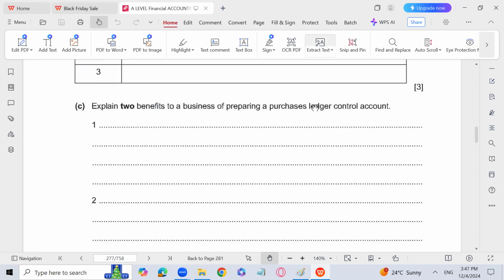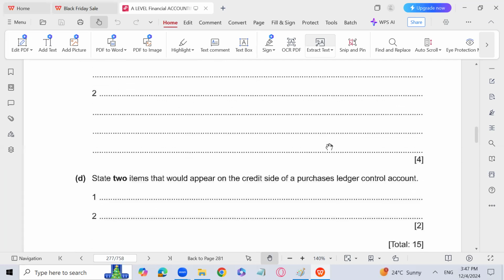Explain 2 benefits to a business of preparing a purchase ledger control account. It basically provides a check on the arithmetic accuracy of ledger balances. It locates errors and frauds, and it also gives us the balance of total trade payables to be written in the statement of financial position. We haven't studied that yet, but I have just given the idea.